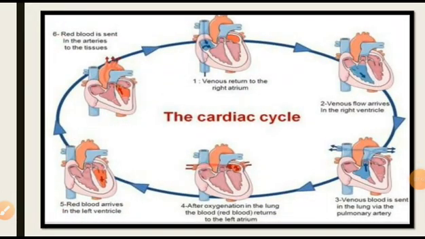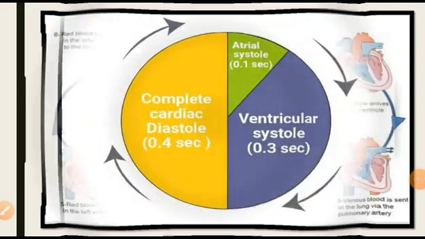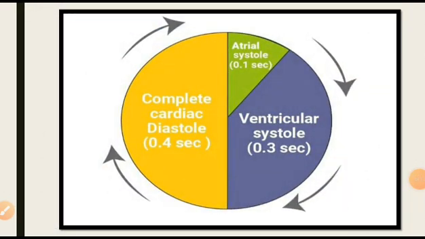See, here is a diagrammatic representation of the cardiac cycle. The venous blood returns to the right atrium. Then from the right atrium it moves to the right ventricle. Then the venous blood is sent to the lungs via the pulmonary artery, where it gets oxygenated, and the oxygenated blood returns into the left atrium. Then from the left atrium it moves to the left ventricle, and from there it is sent in the arteries to the tissues. This is a complete cardiac cycle. Yes, a cyclic diagrammatic representation of the cardiac cycle.